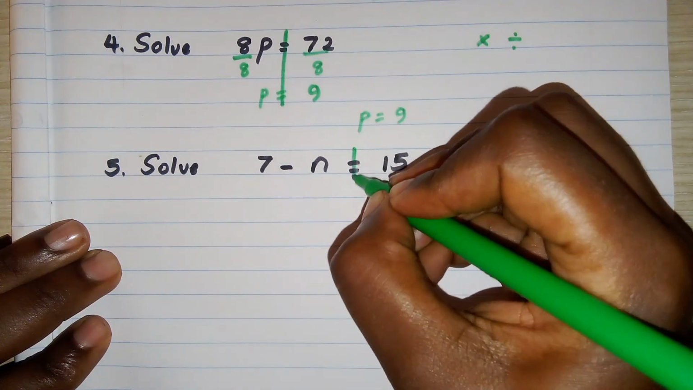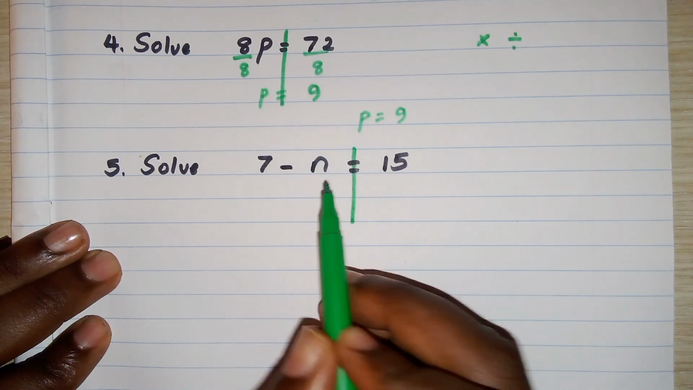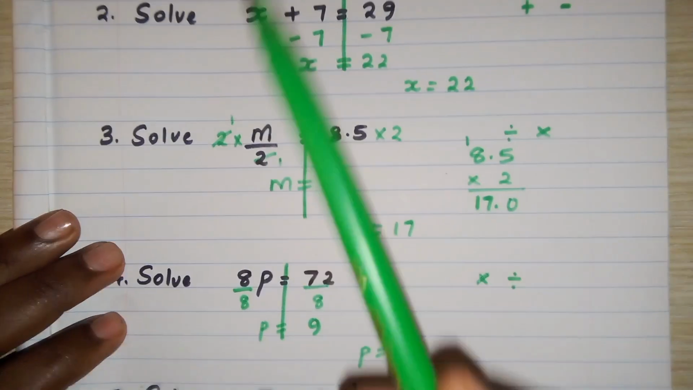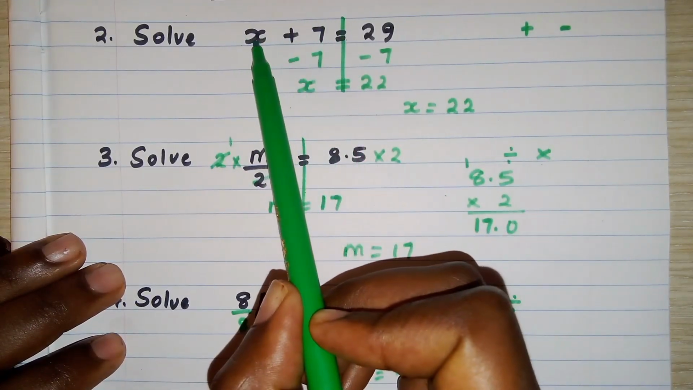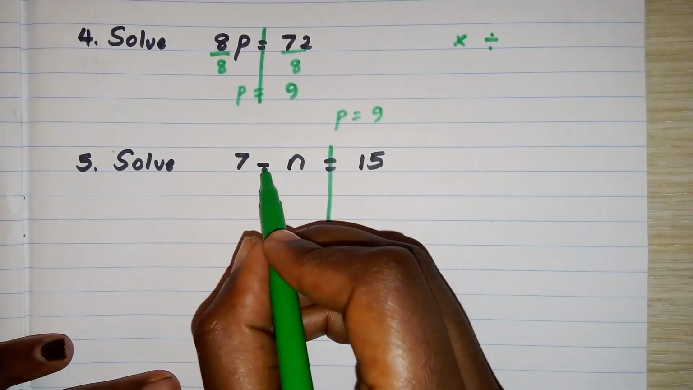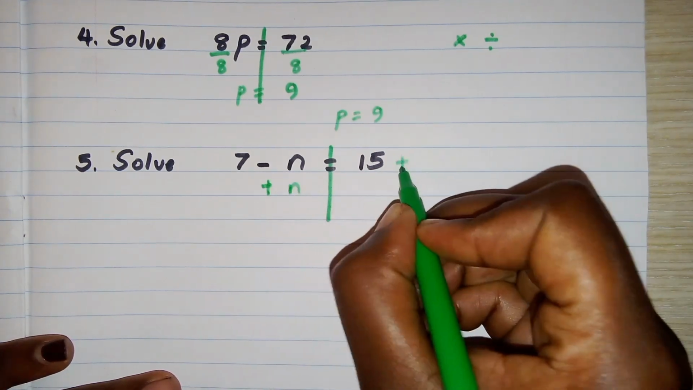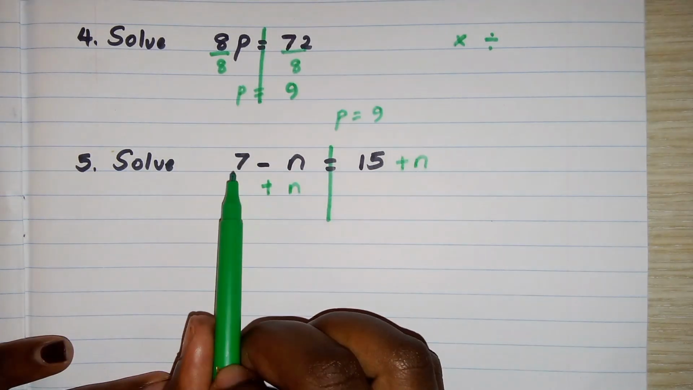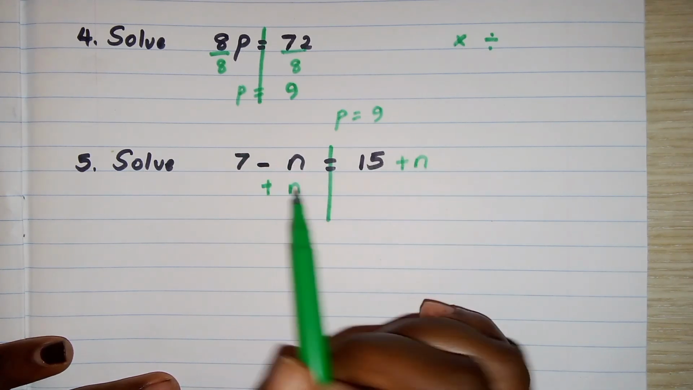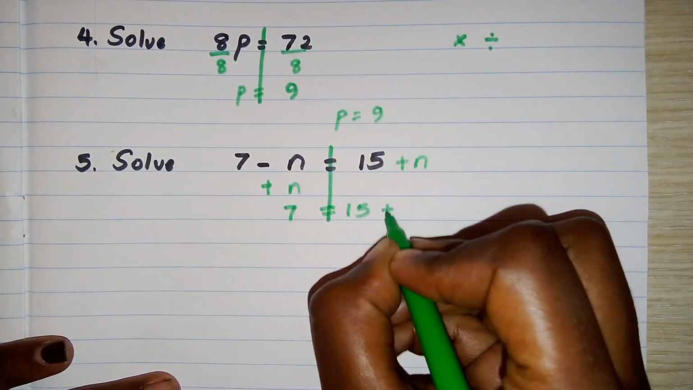Number 5, solve 7 minus n equals to 15. So here we draw the line. So we need to make this negative n a positive first of all, because as you have noticed in question number 2, the x was a positive, so it was easy to solve it. But now when the variable is a negative, we start with the variable, we make it positive by doing plus n on both sides. So our new equation will be 7 equals to 15 plus n, because negative n plus n is 0. So we can write it again, 7 equals to 15 plus n.